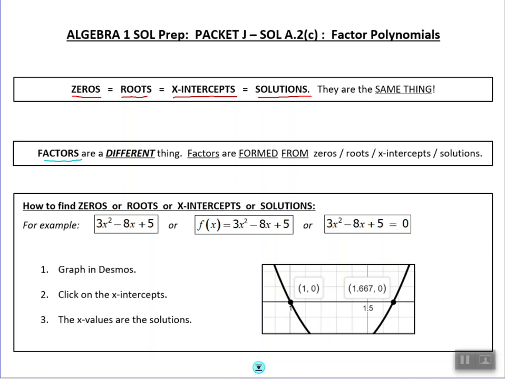So, you could have a quadratic, like we have here. You could have f of x equals, like the second example, or you could have an equation where you have something equal to 0. For any of those, you can use the same method that I'm going to show you. You want to type the equation into Desmos, click on the graph to see exactly where the x-intercepts are, and then those x values are your solutions. So let's take a look at a couple of examples.